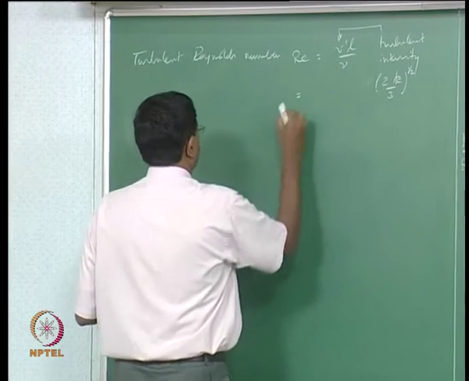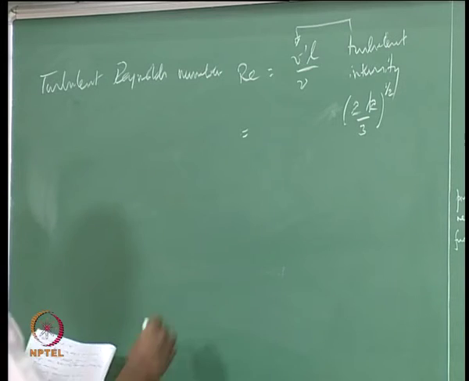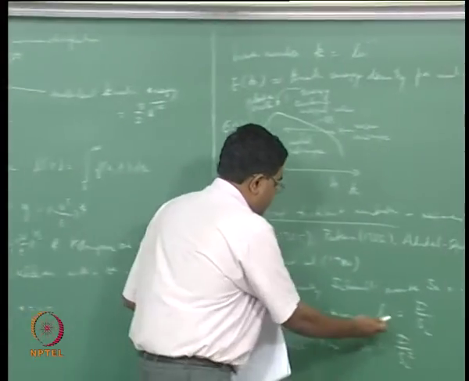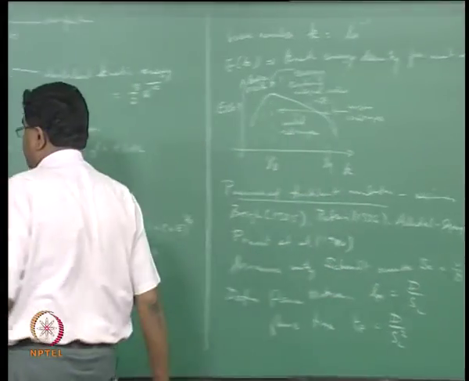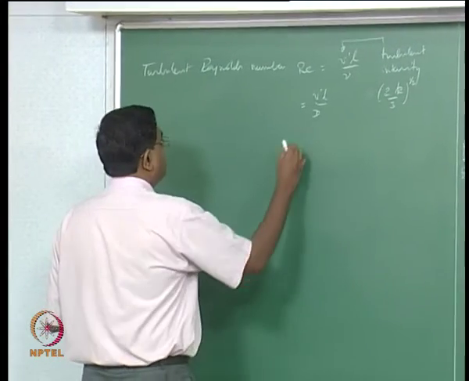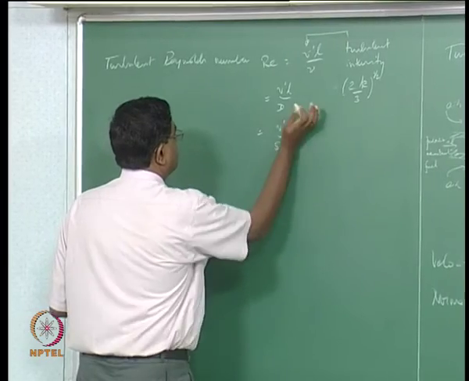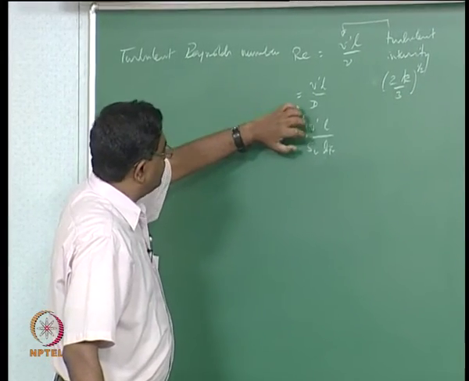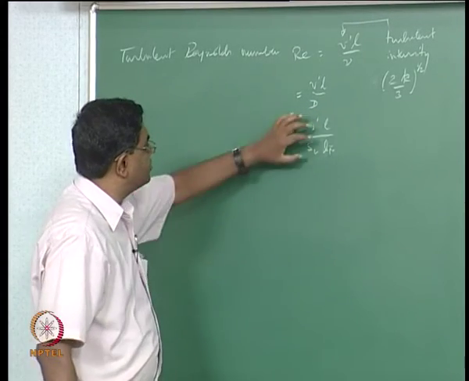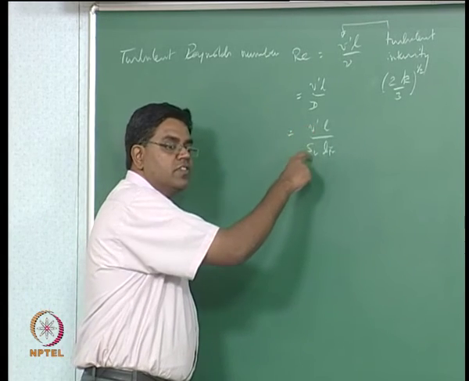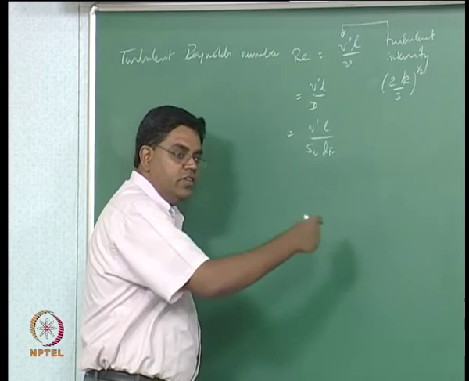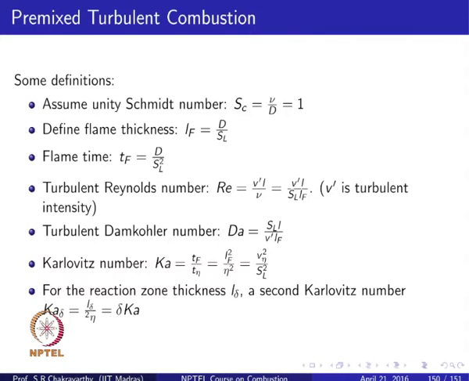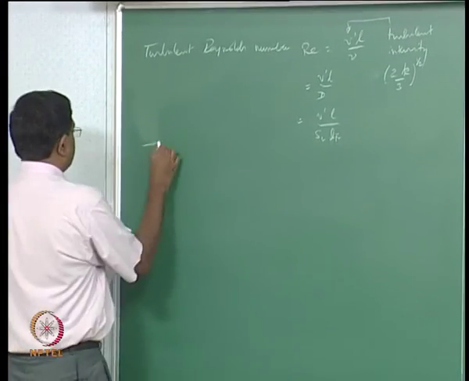And nu is the viscosity, and therefore since we are using Schmidt number equal to 1, we say this is actually V prime L divided by D, and we just define the flame thickness as LF equals D over SL. So D is LF SL. So this is going to look like V prime L over SL LF. It's sort of like a velocity ratio times the length scale ratio, right. The velocity ratio here compares the turbulent intensity versus the flame speed, and we are comparing the integral length scale of the turbulent eddies with the flame thickness, right. I'm trying to implant this idea right here because that's the way we are going to think about this. The next thing that we want to think about is a turbulent Damkohler number.